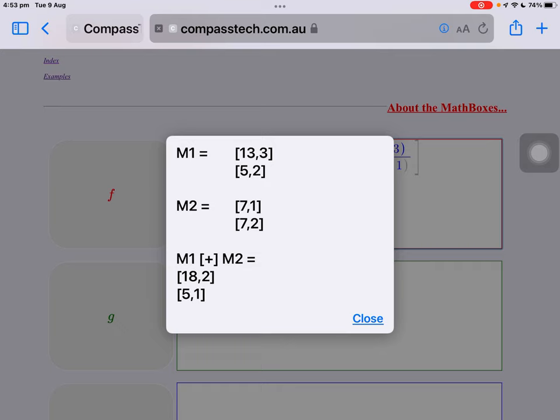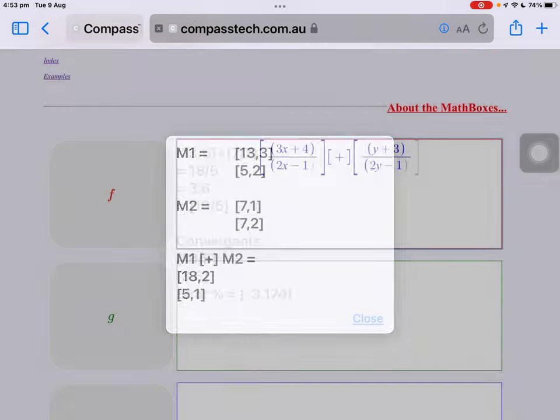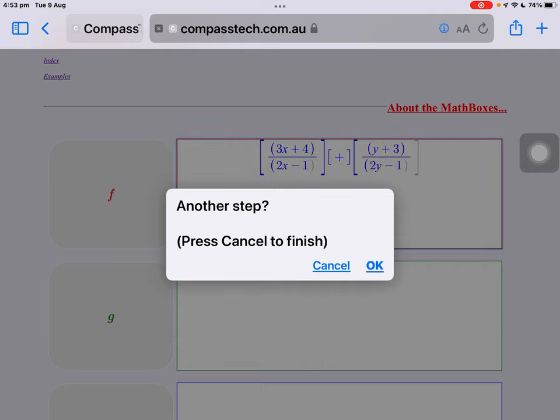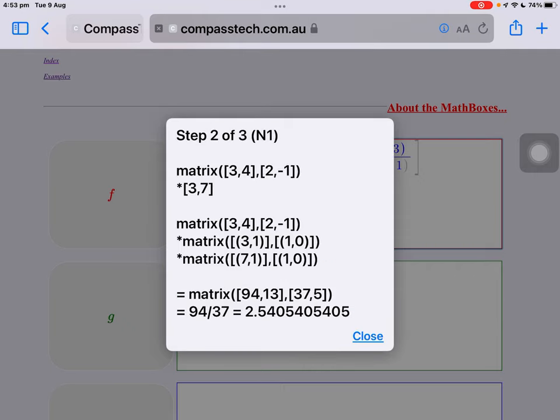Now, using our specially defined arithmetic process of Gosper addition, 13352 and 7172 becomes 18 over 5, 2 over 1. So the first approximation for our result is 18 over 5. Now that's an error of about minus 3% from our true result. That's pretty good. We can do another step.